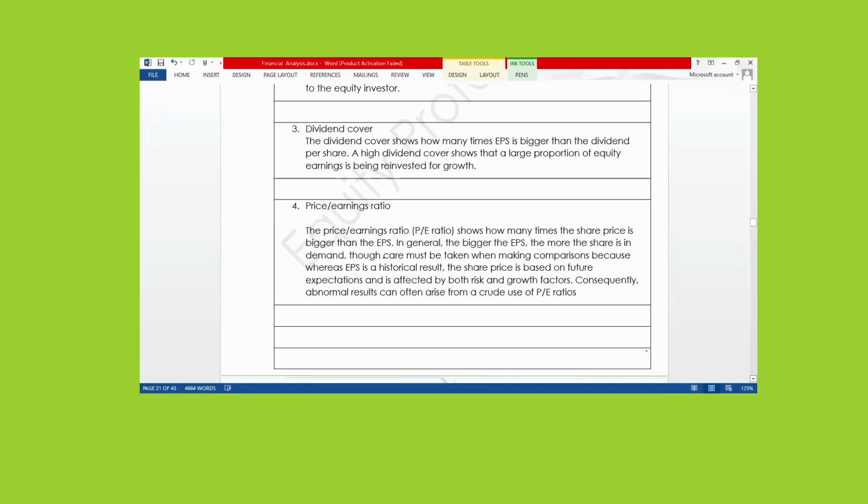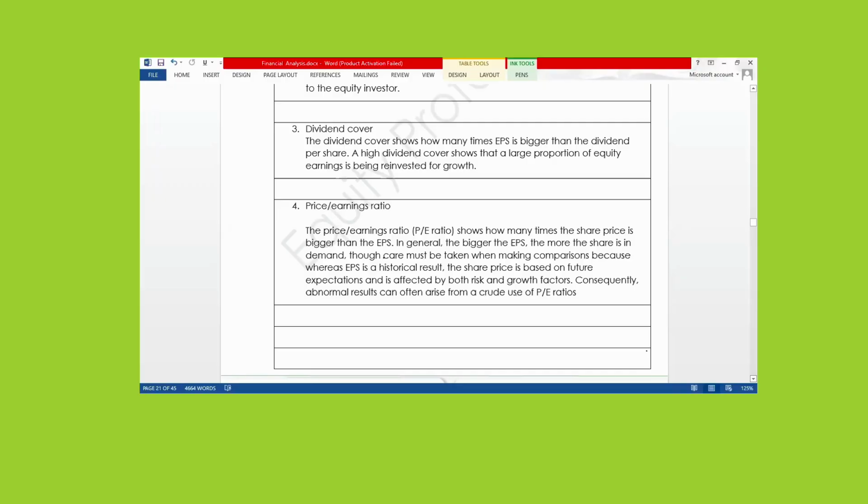However, care must be taken when making comparison, because earnings per share is calculated from historical results, based on past financial results, while the market price per share is based on future expectation.